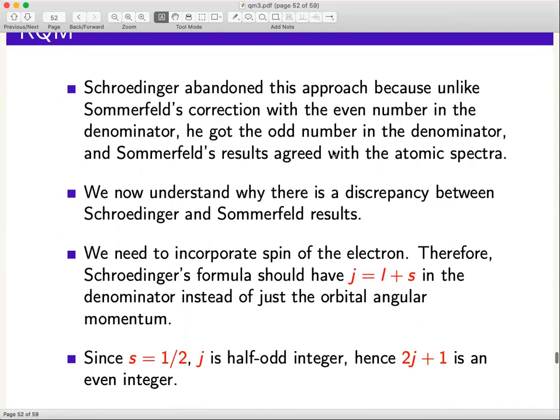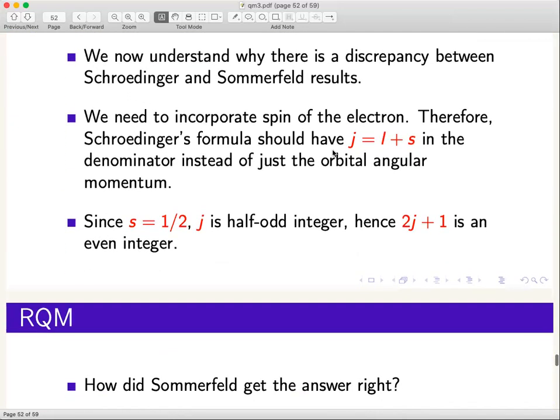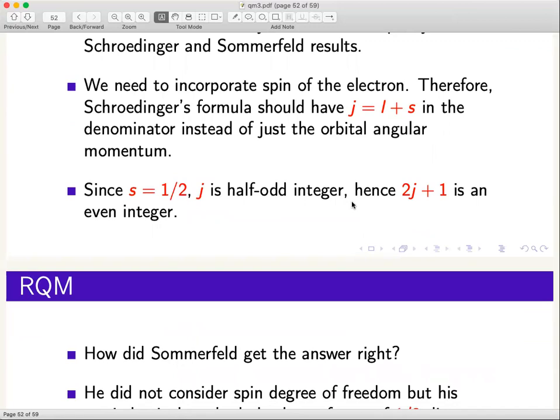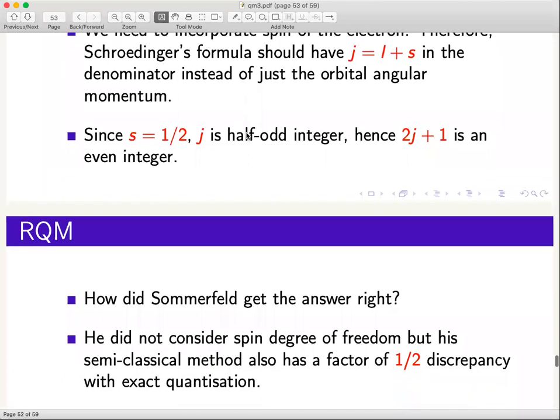Although unadulterated calculation would never give you that answer. It will always give you 2L plus 1 there, which is what he got. Is that clear? Okay. So one could try to justify a posteriori, for a wrong kind of particle anyway, that he could have managed to get an even number in the denominator, although the particle actually doesn't carry spin. So there's an issue, and that is why Schrodinger decided to abandon the project.